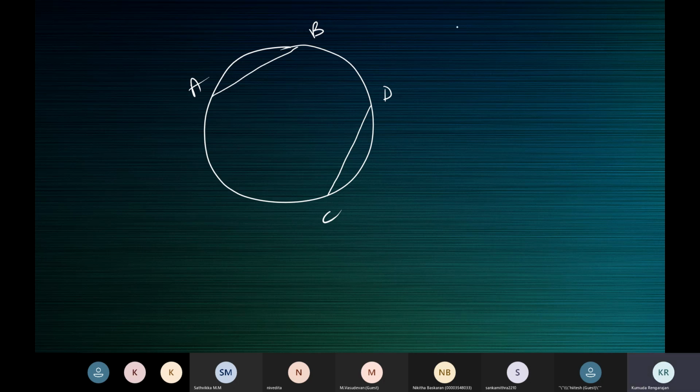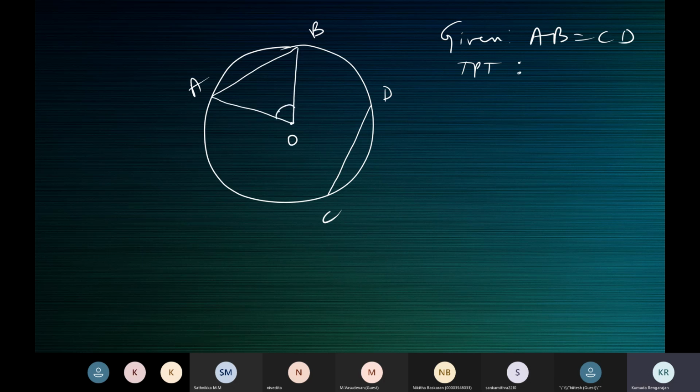So here we are given that chord AB is equal to chord CD. Let's take the center of the circle O. Only when you join OA and OB can you make out the angle subtended by AB at the center. Similarly, only when you join CO and DO can you make out the angle subtended by CD at the center.